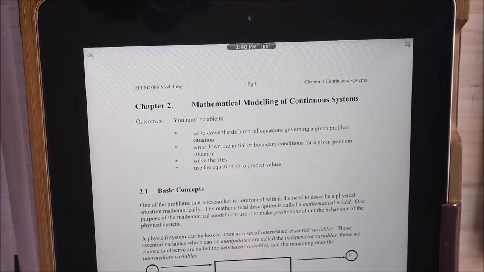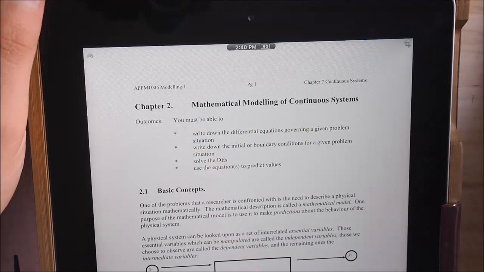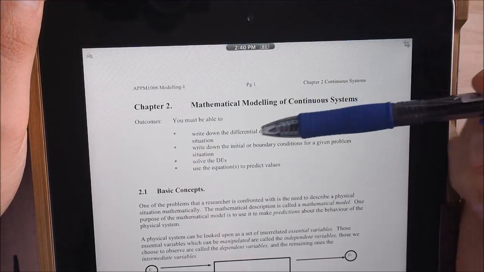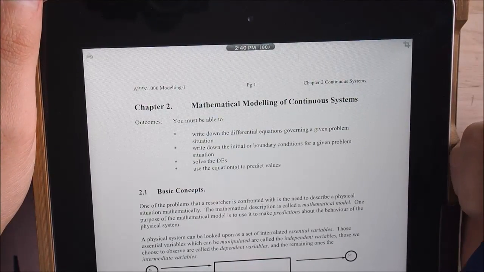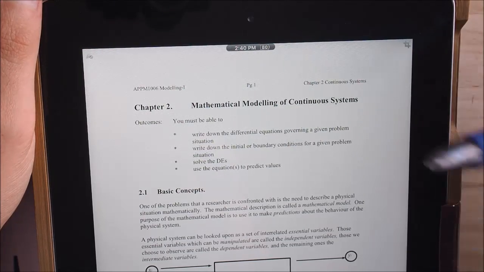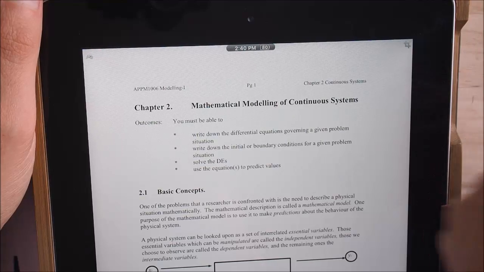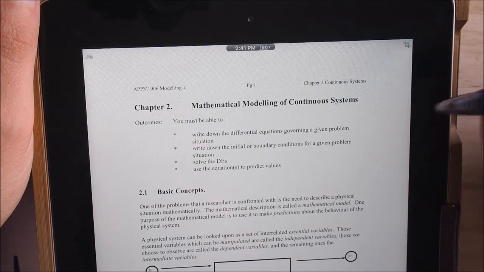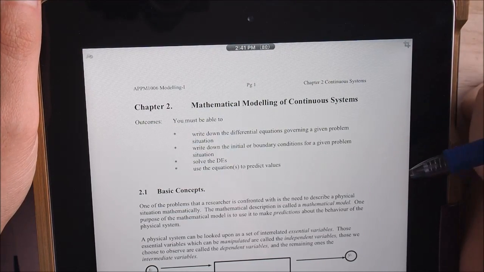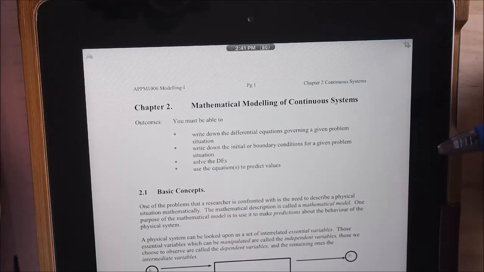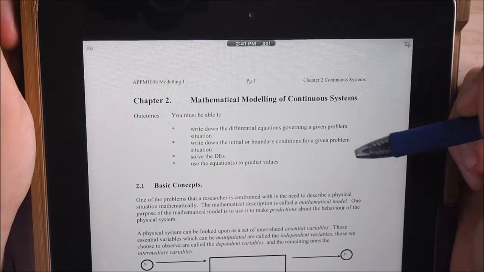Alright everyone, this is going to be talking about chapter 2. So the outcomes listed at the beginning of the chapter are always a good indication of what you need to know by the end of the chapter. So we need to write down differential equations for a governing problem. I'll describe to you a problem and hopefully you can write down a governing differential equation. That's what we call a model.